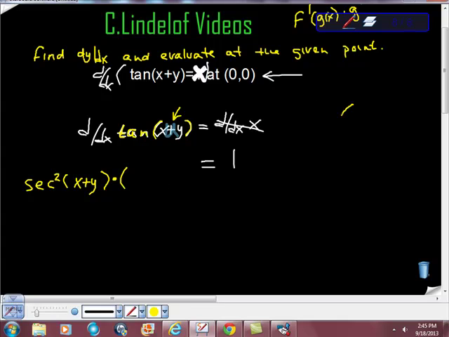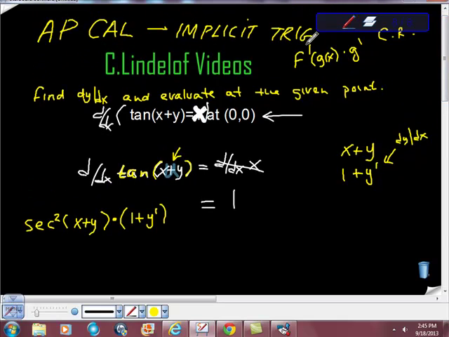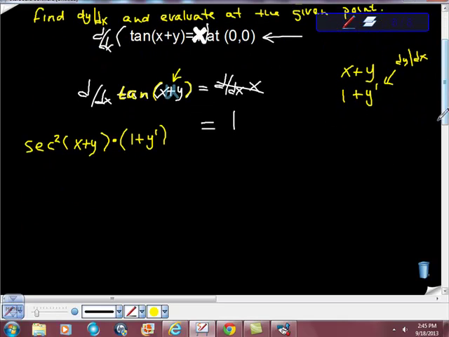So now I have to differentiate x plus y. The derivative of x is 1. The derivative of y is y prime. Your professor may or may not call it dy/dx. It doesn't matter, they're the same thing. So I'm just going to put 1 plus y prime. If this is bothering you, then probably you have not remembered the chain rule. So here's the chain rule right here for you to look at. That's what I just applied.